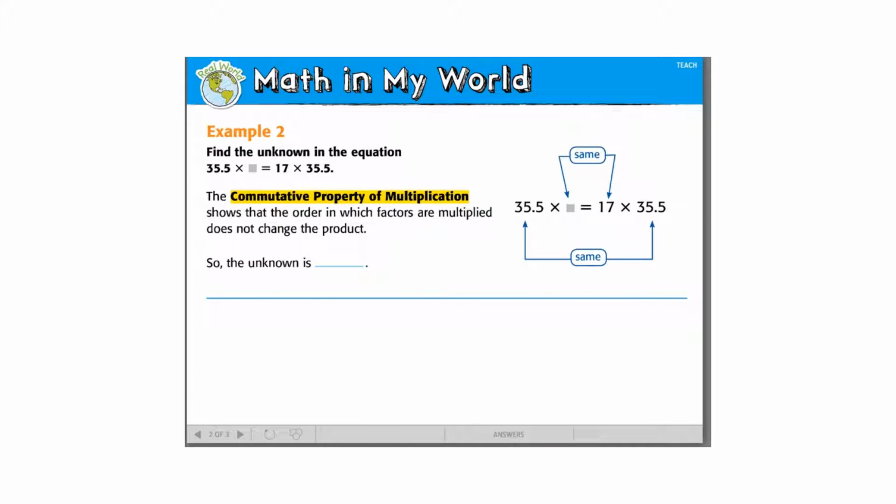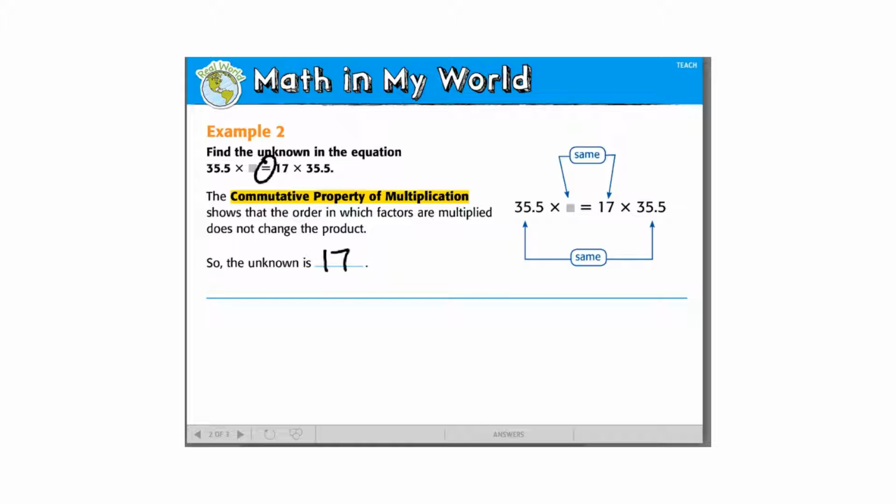All right, let's look at example number 2. Find the unknown in the equation. You're going to see some like this on your assignment today as well. There's the little gray box, and you have to decide what number is going to go into the box. And they have to be equal. One side of the equation has to be equal to the other side of the equation. So if you have 35 and 5/10 times something, and it's going to be equal to 17 times 35 and 5/10, Angelina, what number has to be in the box? 17.